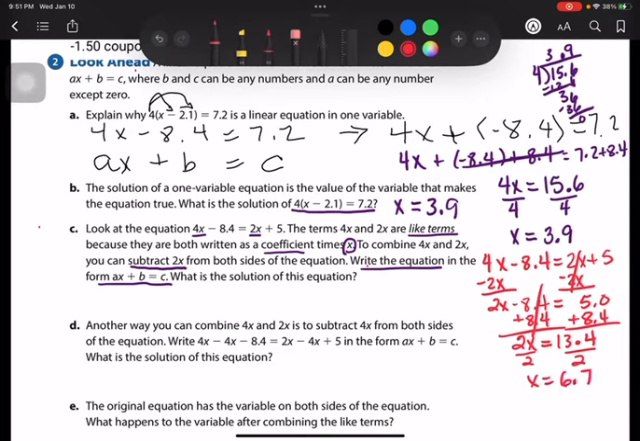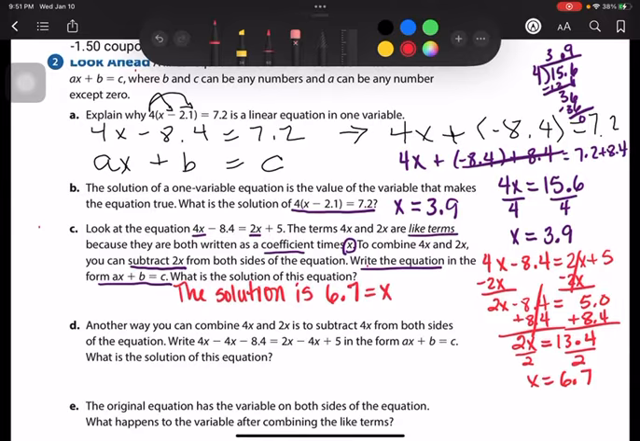So what's the solution of the equation? The solution is 6.7, which equals x. All right, letter D. And I hope you all have paused this video, worked out all the problems, and then gone back to see what the solutions are so that you're not just copying. I hope you're doing that, because if you're not, you're not going to learn that way.